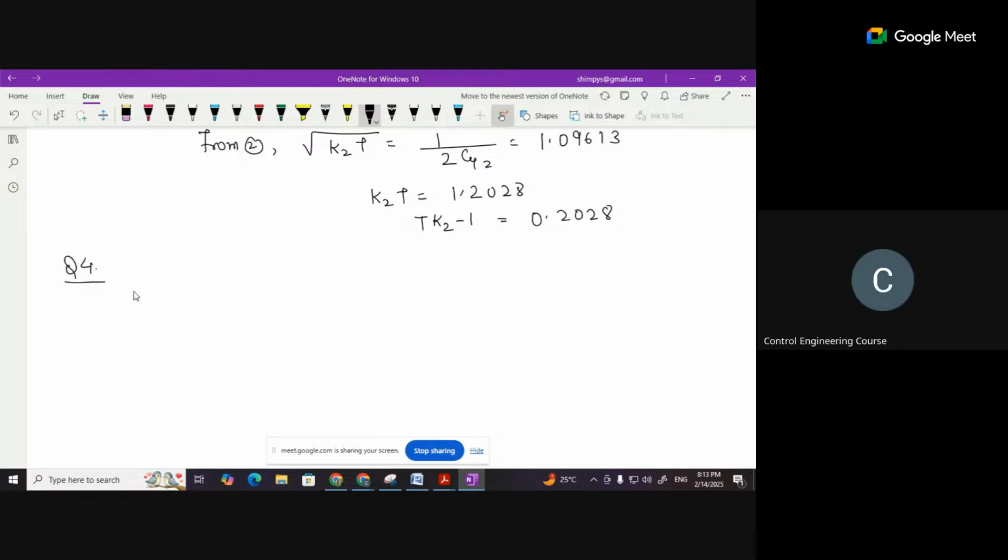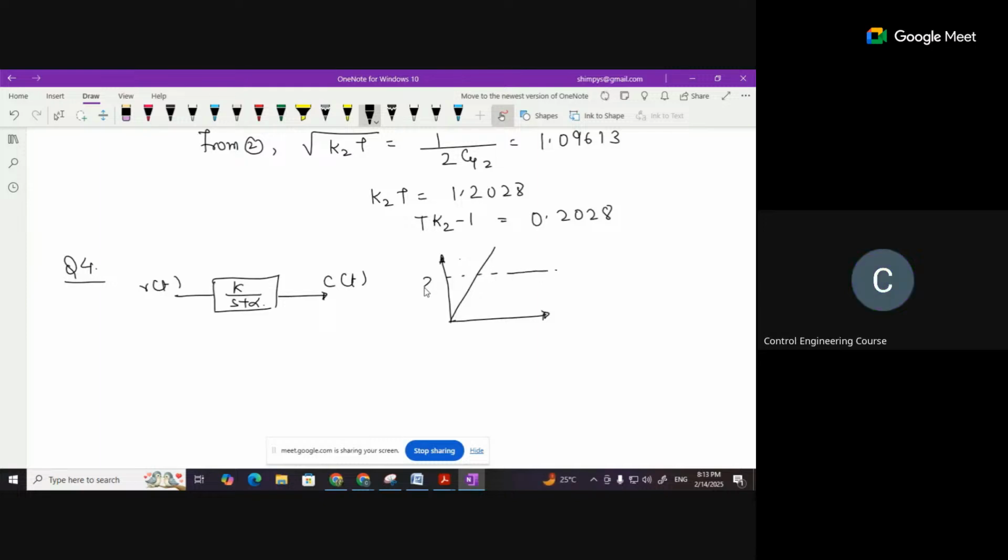And what was question 4? A system was given to you, right? Yes. This system with output, input, k by s plus alpha, right? This is a first order system, and the response to a step input is shown in the figure. Okay, do you have the question with yourself? Yes, ma'am. Okay, all of you. So I'm just drawing it roughly.